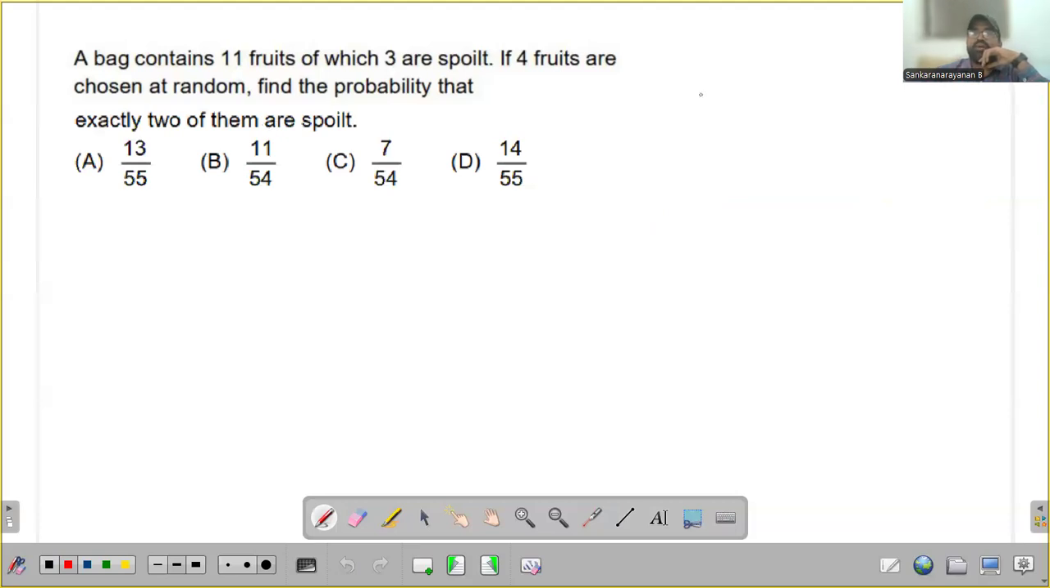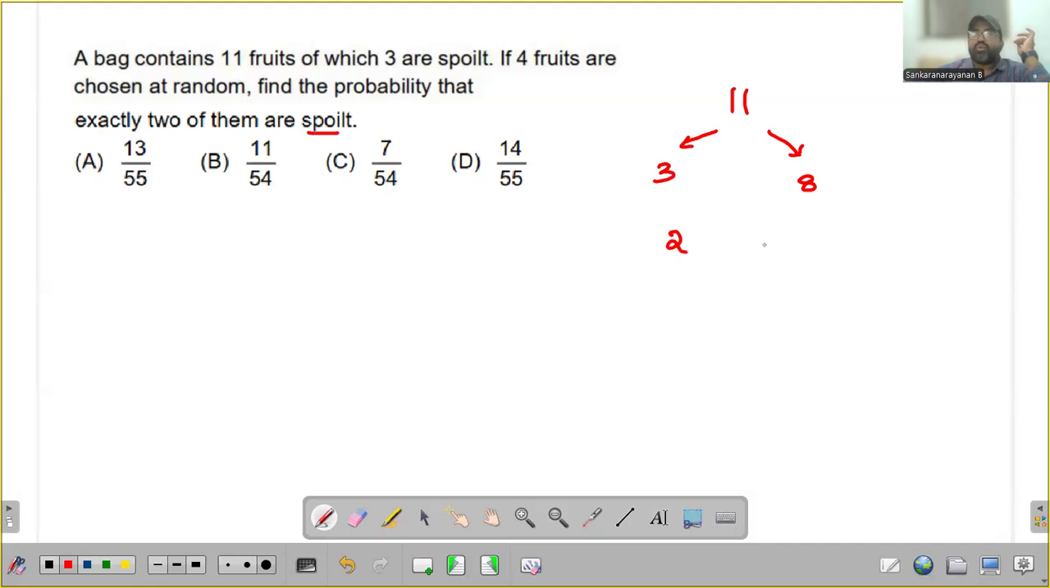Exactly 2 of them are spoiled. So altogether 11 fruits. 3 of them are spoiled, 8 of them are good ones. You are selecting 4 fruits. Now the question is, what is the probability that exactly 2 of them are spoiled?